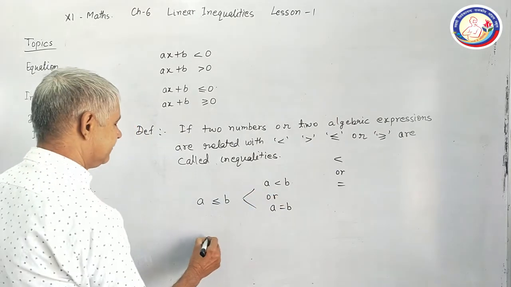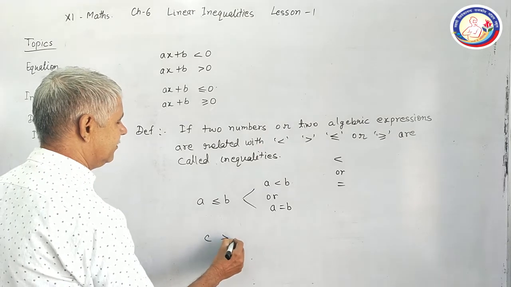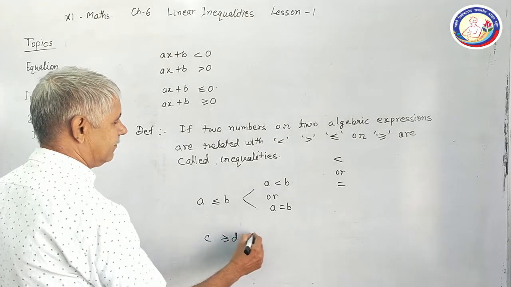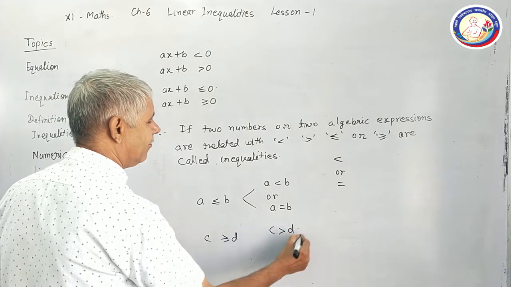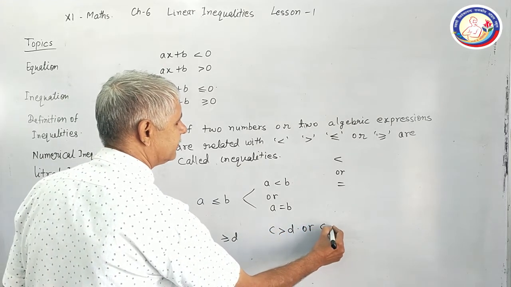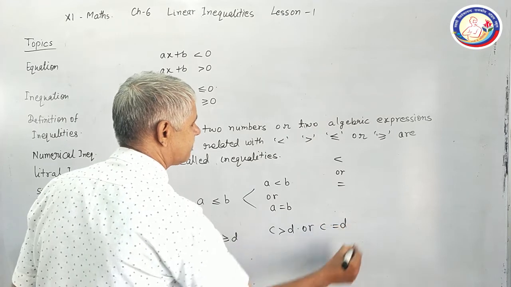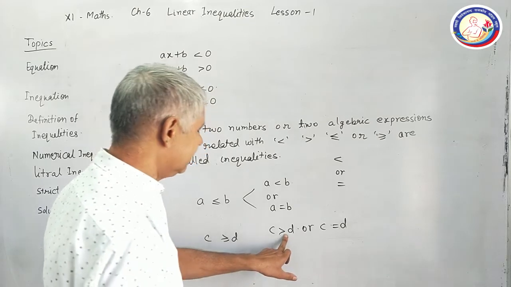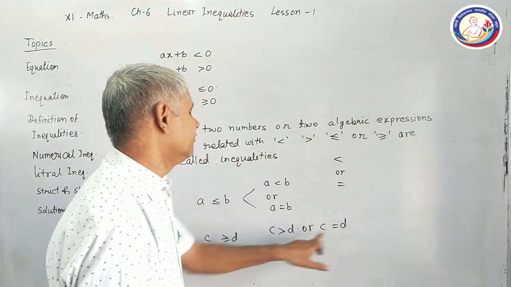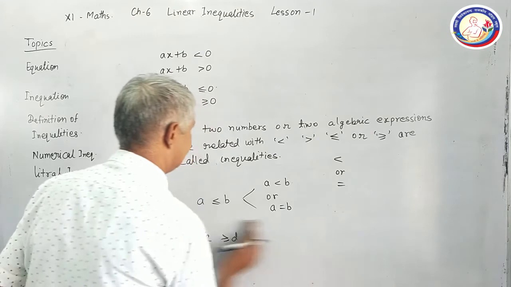Similarly, if C is greater than or equal to D, we can say C is greater than D or C is equal to D. Both of these are conditions. Whether this is true or whether this is true, out of these two, one condition will prevail.